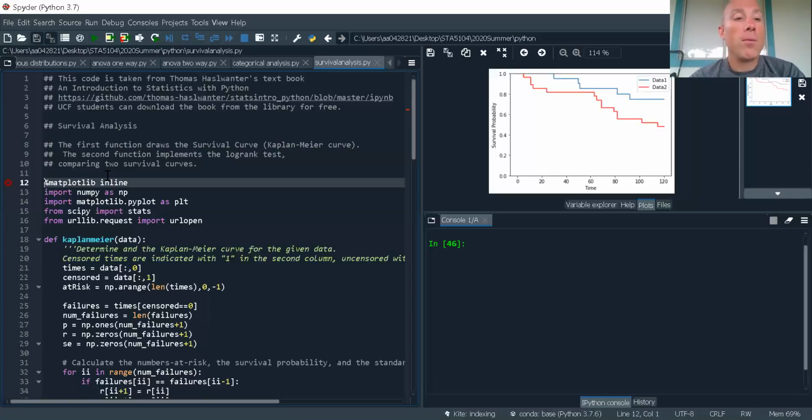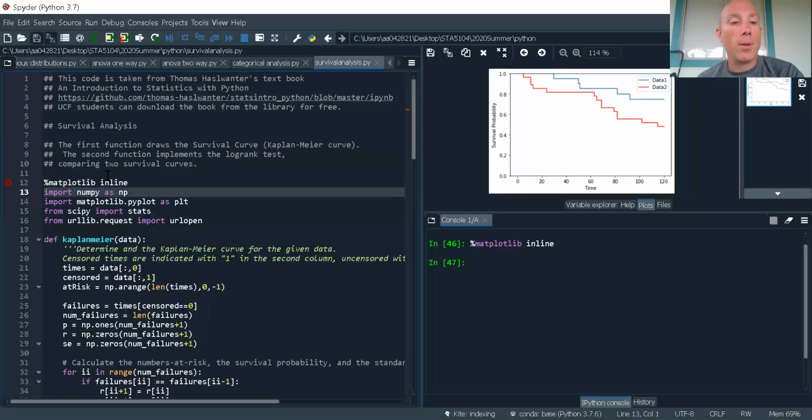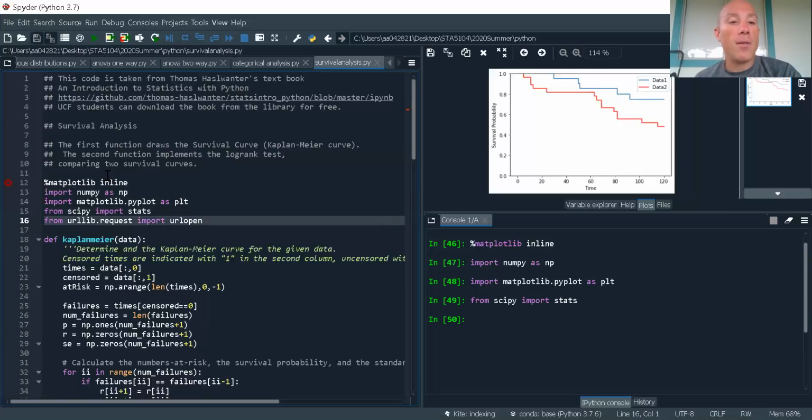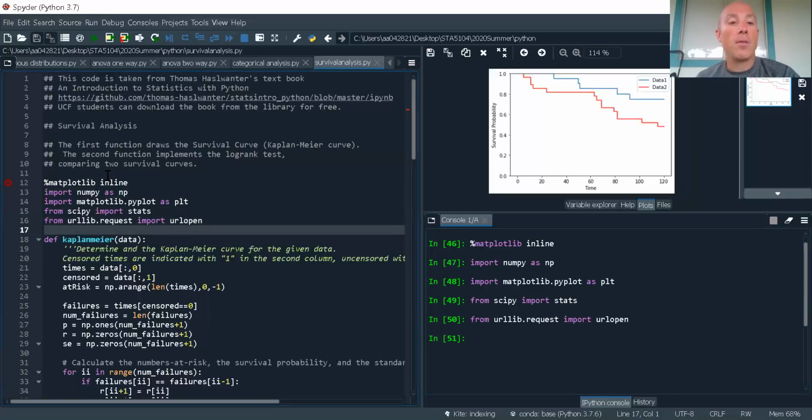I'm going to bring in matplotlib, use inline, then get NumPy and a specific part of matplotlib, pyplot. Let's get stats, and let's get urllib for requesting the data. Now this next part is a special function written by the author of the textbook.